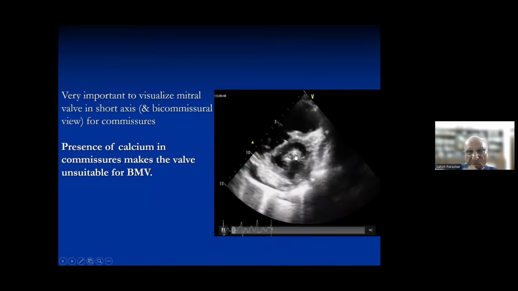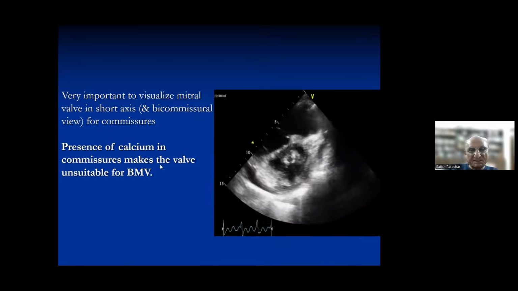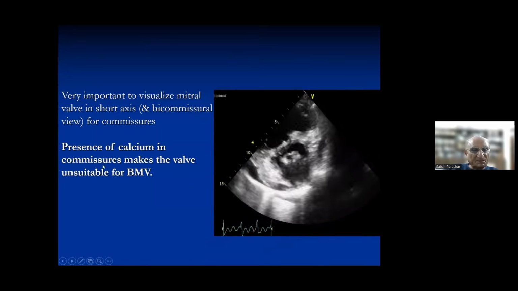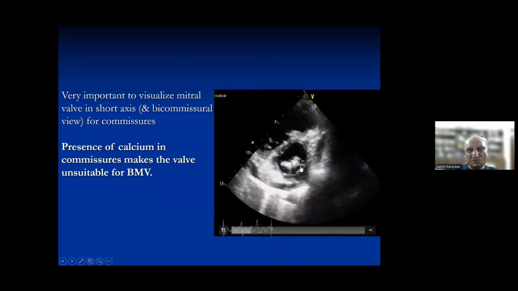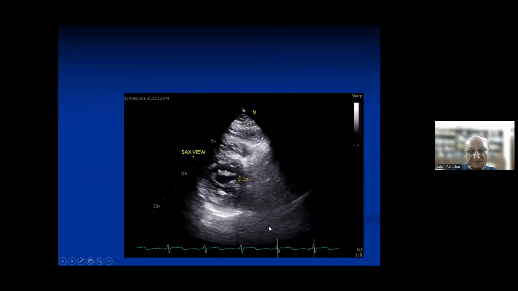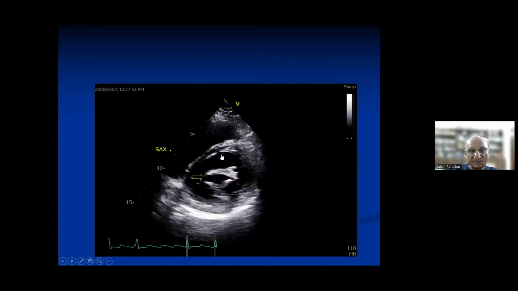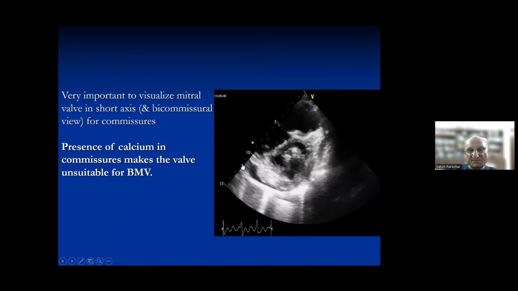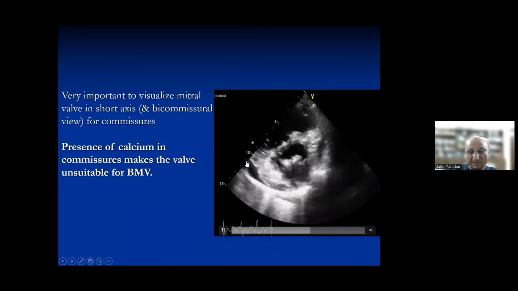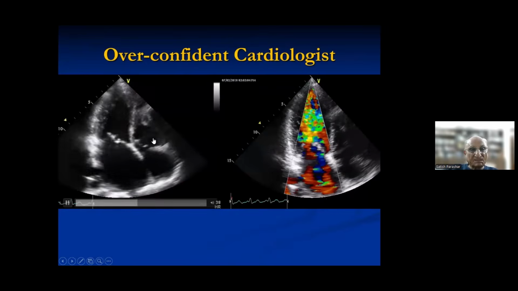Now if you want to split the commissures, they are already calcified. So the presence of calcium in the commissure makes the valve unsuitable for balloon valvotomy. Unsuitable. Here you see they are not calcified. Here again, see, they are not calcified, just mildly so, but here you see there was significant calcification, and this should not be done. But in the private sector, everything is done. Now, this was an overconfident cardiologist.